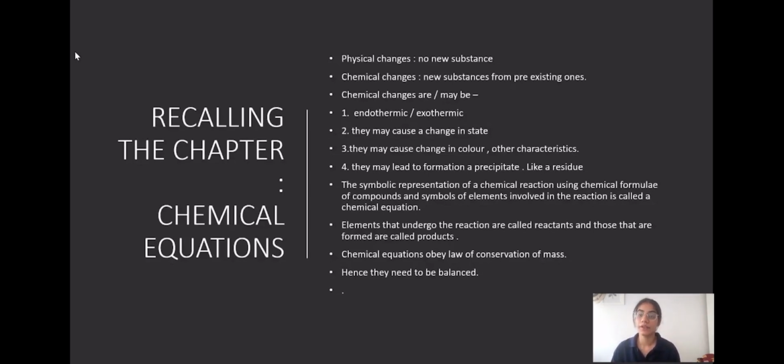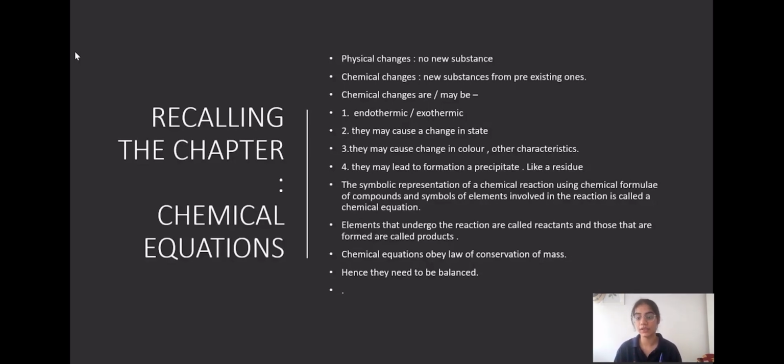We know that when 2 reactants combine with each other, a certain kind of product is formed. This is exactly a change that is taking place. This change is called a reaction. Now, the symbolic representation of a chemical reaction, when you use the chemical formulae of the compounds and the symbols of elements that are involved in the reaction, then this process will be termed as a chemical equation.